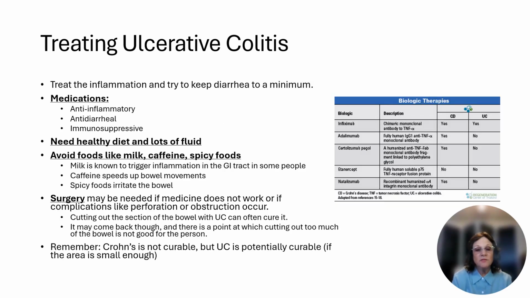So we treat ulcerative colitis the same way we would treat any inflammation problem. Give anti-inflammatory medications. We also will give anti-diarrheal medications and we'll give things to suppress the immune system. They need lots of healthy food, lots of fluid. They got to avoid anything that's going to irritate the intestine. So avoid things like milk, caffeine, spicy foods.